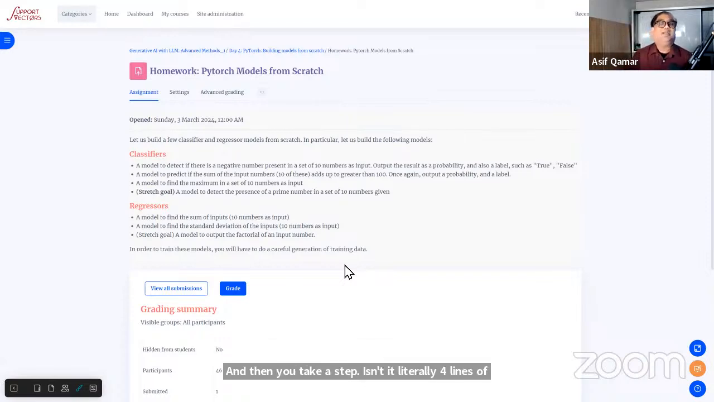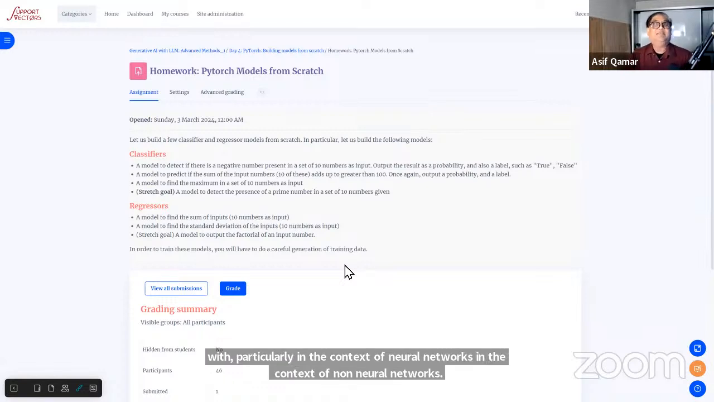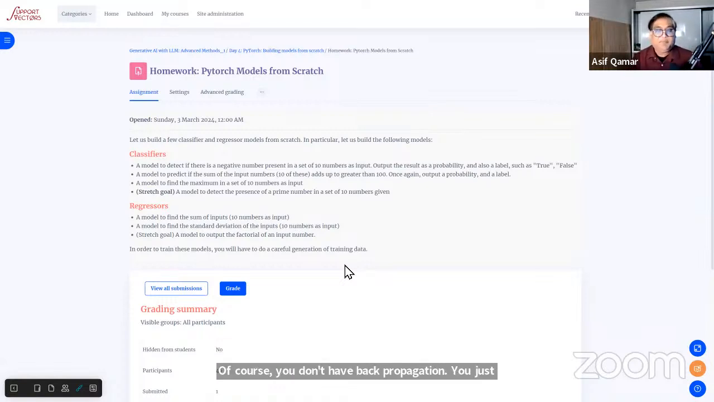That is the 4 core lines, the inner loop of all learning in machine learning in some sense, particularly in the context of neural networks. In the context of non-neural networks, of course, you don't have backpropagation. You just have the gradient descent step, one way or the other. So that is that. Now, we also talked about gradient descent in a sort of simplistic way.